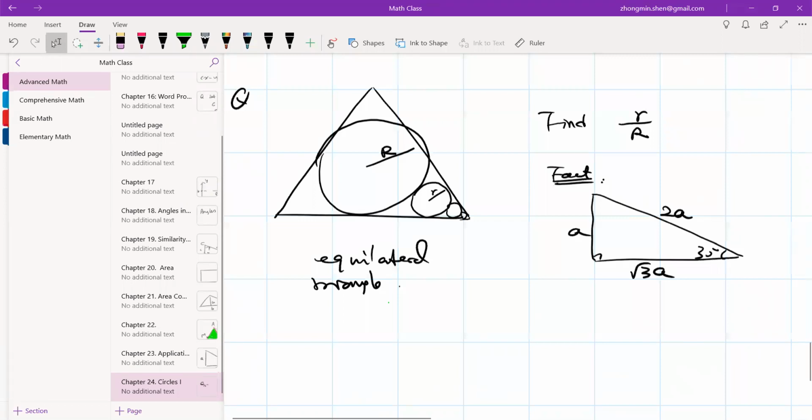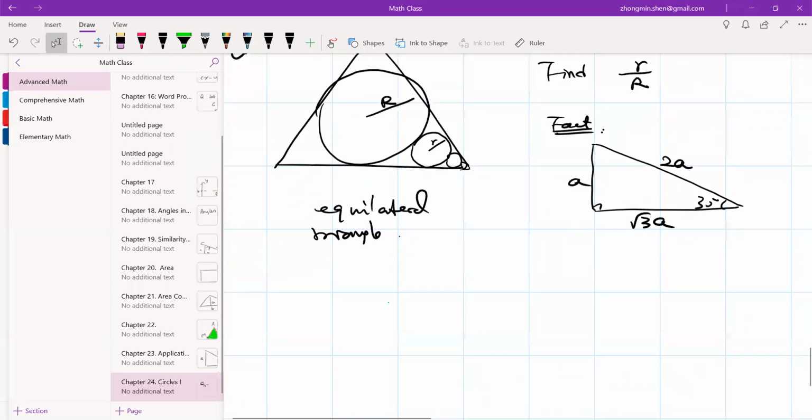And this side will be square root of 3 a, you know. Right, but I said many times, draw the addition lines, connect the important points. Okay, vertex, center of the circle, tangent points, those are the important points. Right? Let's see. All right, I'm going to draw the important lines. Okay, connect it.